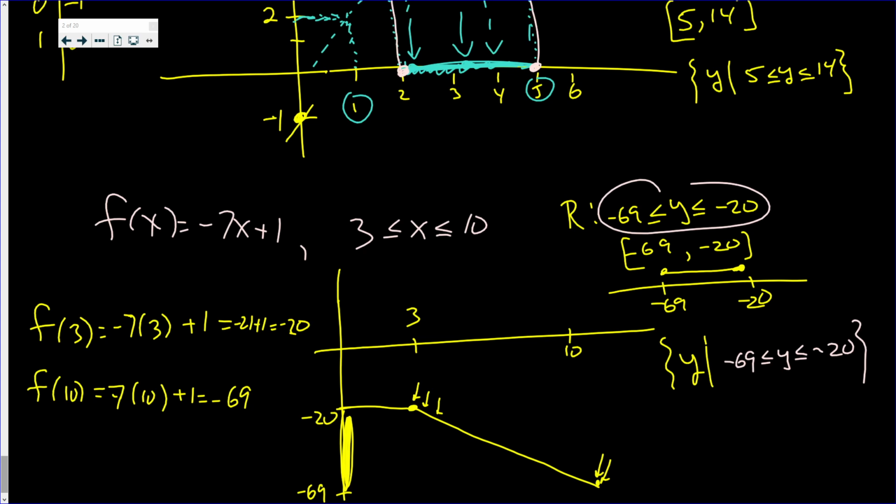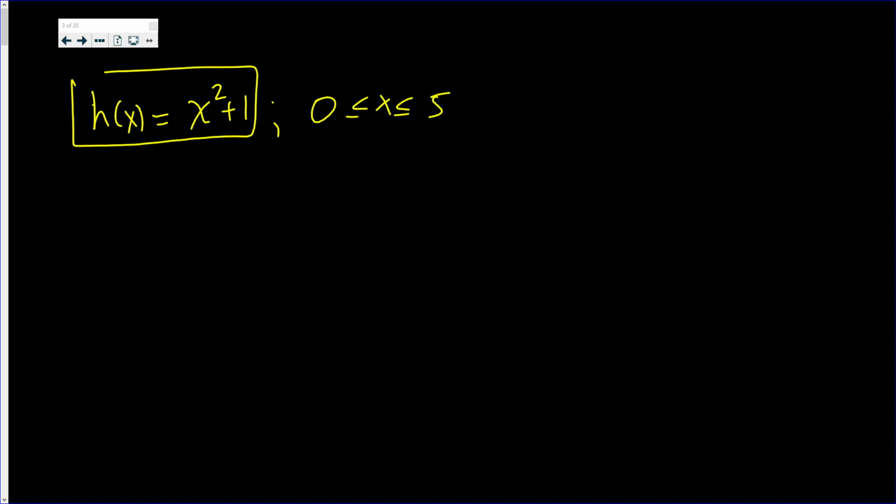Let us try one more. Suppose you're told that h of x is x squared plus 1, but we only want to graph it when x is in between 0 and 5. Here, we need to graph this. Now, you should know that x squared looks like that. But then we add 1. To each point, we go up 1.